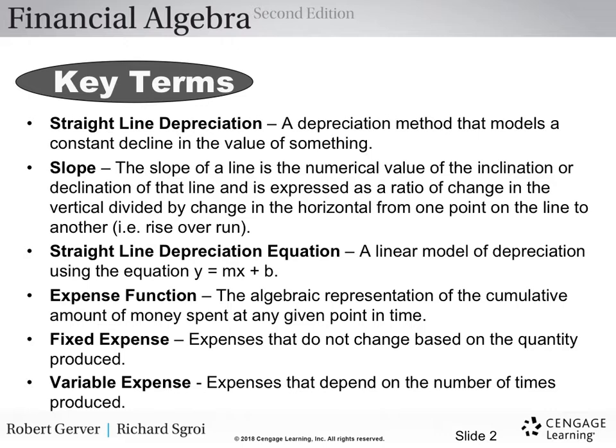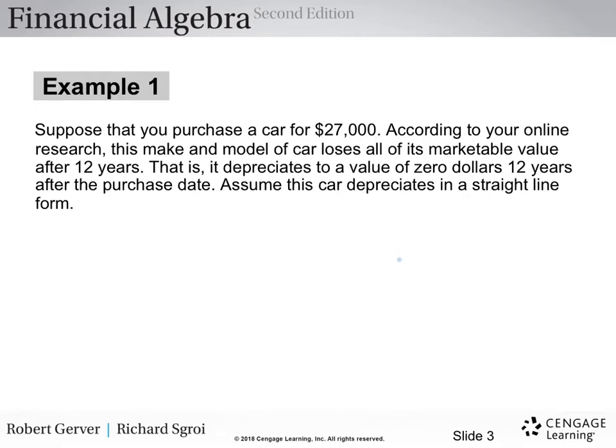You have a fixed cost, for example, a warehouse or a manufacturing building. No matter how many parts they produce, they're still going to have to pay the same rent or mortgage on that building. That does not change regardless of the number of parts they produce. And then the last term is variable expense. These are expenses that depend on the number of items produced. Obviously, if you're producing a product, the more product you produce, the more raw materials you're going to need. So that's what we mean by variable expense.